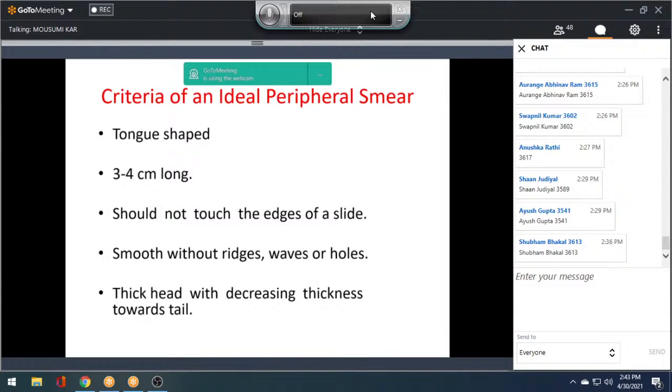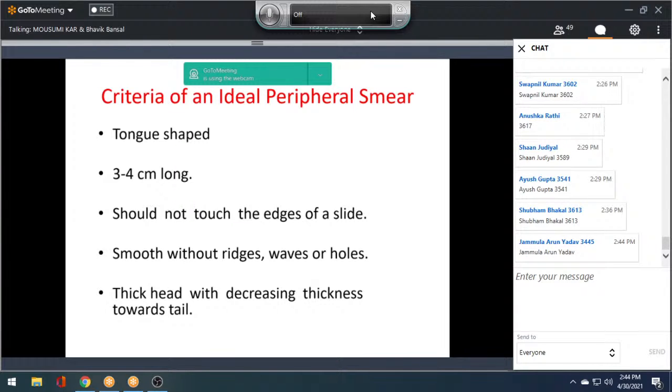And where do you examine? Do you use the tail, or the body, or the head? Examination is done in which part of the peripheral smear? Is it body, head, or tail? Junction of body and tail. Very good. Why? Why the junction of body and tail?